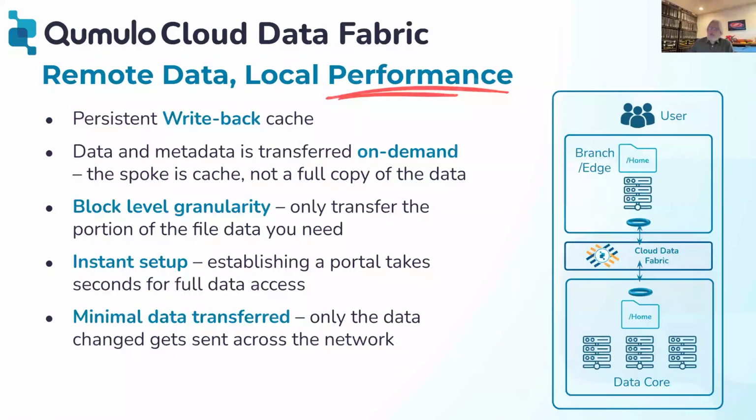The data is transferred at block level granularity. So if you have a 10 terabyte file and you need to read 4K of it, we'll only wait for 4K to get across the link before it'll actually return it to the user. We don't have to download an entire file to be able to see any data in it. I already talked about instant setup. And the amount of data transferred, we have a minimal amount of data transferred. Again, if you have this 10 terabyte file and you append 2 blocks to it, the amount of data we'll send back is 8K to do that right. We don't have to transfer full files in either direction. So all of this ends up making local performance for remote data. So that branch can be in Tokyo while the core is in LA. That works just fine. And you can get this really great performance. Let's go to the next slide.